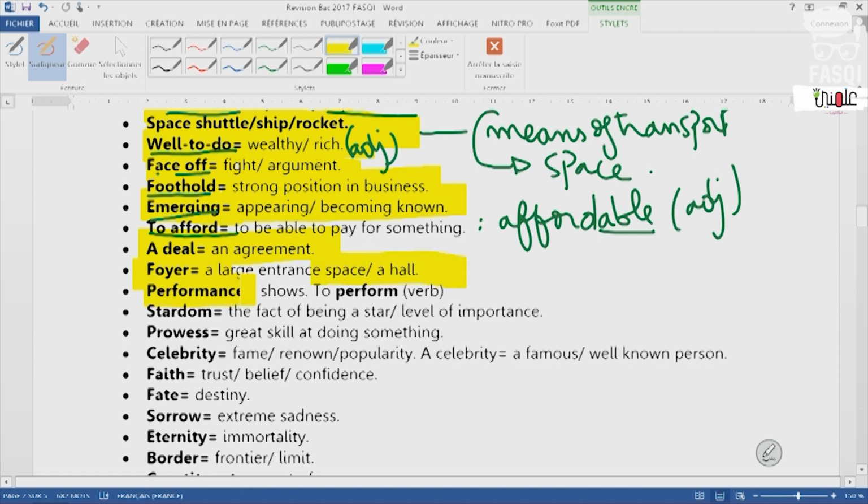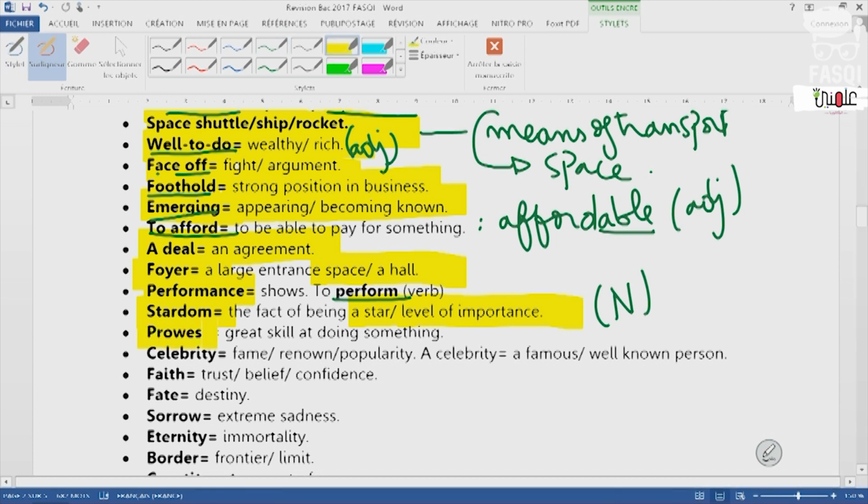Performance. Here it's a noun with the verb perform. Stardom, when we talked about Céline Dion: the fact of being at the level of a star, a level of importance. Prowess. So here we are with the nouns. It's important to know the form of your word.